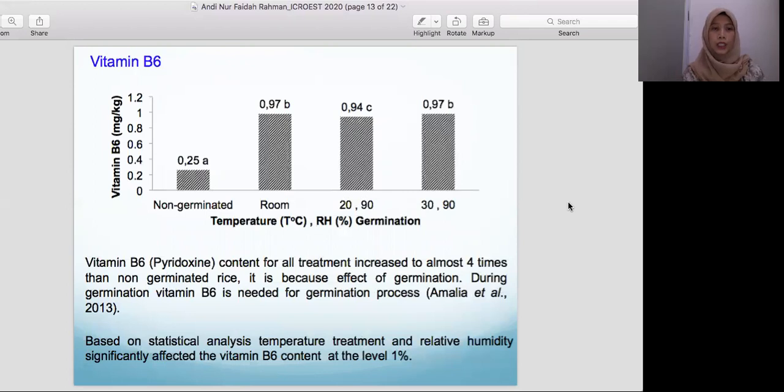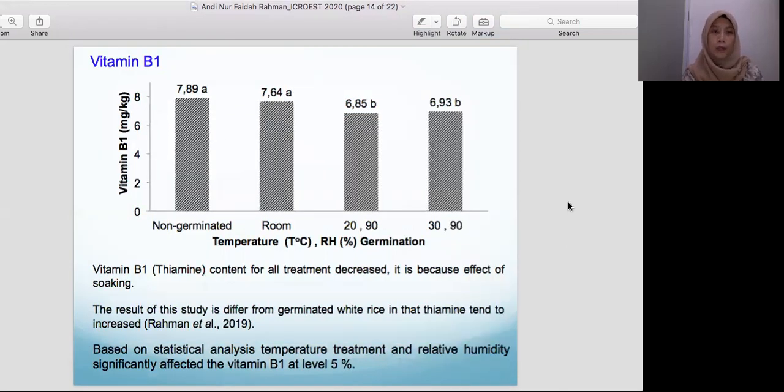Vitamin B6 or pyridoxine content for all treatments increased to almost 4 times that of non-germinated rice. This is because of the effect of germination. During germination, vitamin B6 is needed for the germination process. Based on statistical analysis, temperature treatment and relative humidity significantly affected the vitamin B6 content at level 1%.